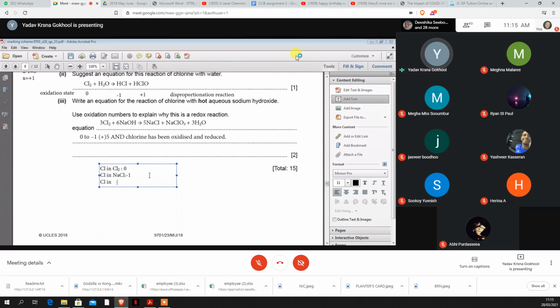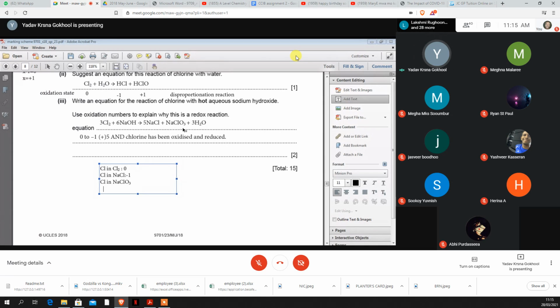Cl in NaClO3. Now, these equations are very important equations. In fact, you have chlorine with cold aqueous sodium hydroxide and chlorine with hot aqueous sodium hydroxide. The reactions are the same. That is, here you get NaCl and water. With cold also, you are going to get NaCl and water. With hot, you get NaClO3, but with cold, you get only NaClO. So remember, with hot, the reaction goes further, and when the reaction goes further, you have more of the oxygen.